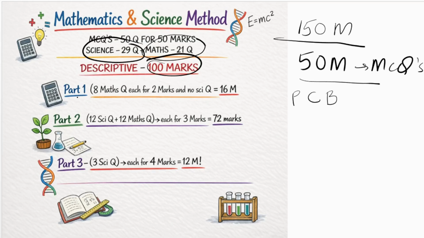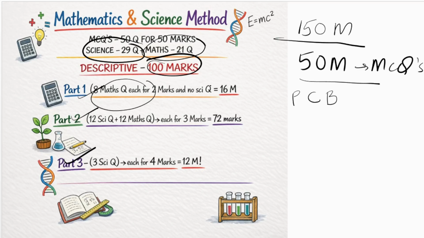In the descriptive paper there are three divisions, part 1, part 2 and part 3. In part 1 there are 8 maths questions. They have not asked science questions. Each question carries 2 marks, so a total of 16 marks.